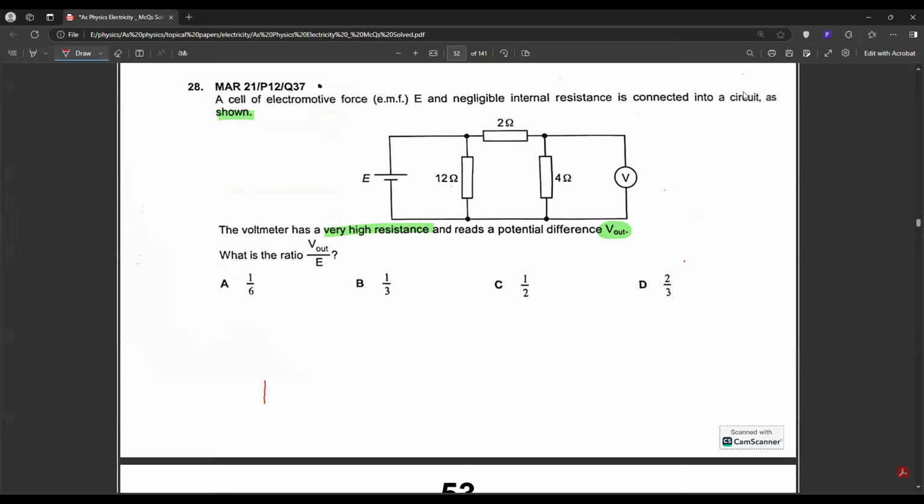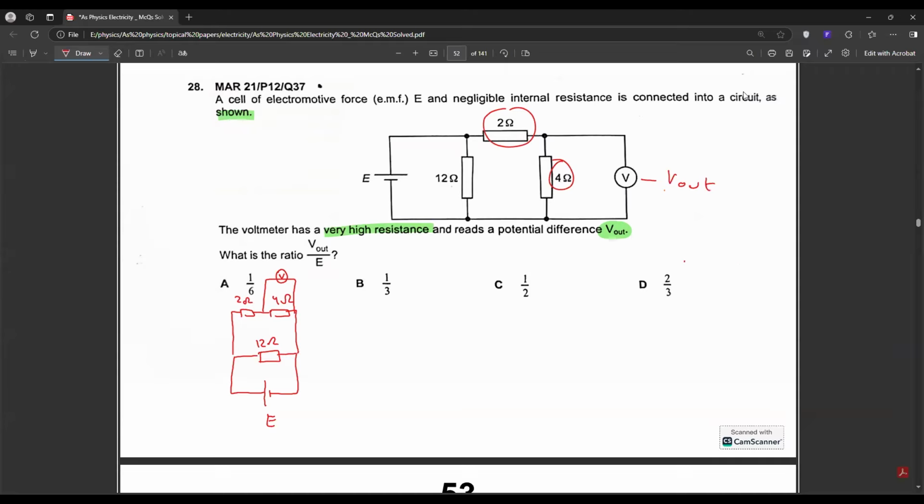First of all, let's draw this circuit correctly. This is your EMF E. This is your 12 ohm resistor. And what further do we have? We have these two resistors connected in series. So 2 ohms and 4 ohms. Can you realize that the voltmeter is only connected across the 4 ohm resistor? Can you realize that the voltmeter is connected here? And let's say it is reading an output voltage of V, V out, you can say.